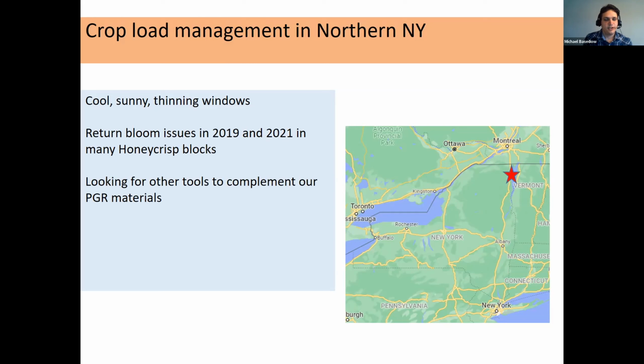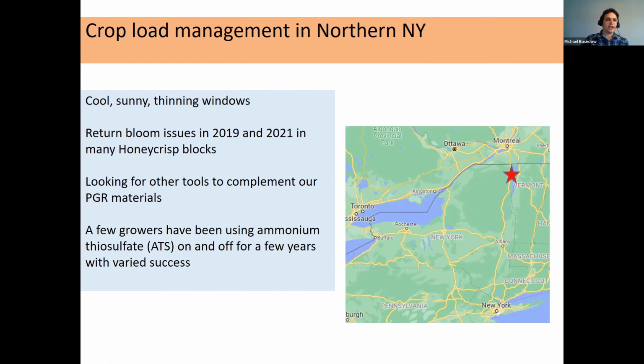And we're also interested in just having more materials available that can complement those PGR materials that we are traditionally using at petal fall and 12 millimeter. So there has been a lot of interest in trying out some of these different materials at bloom. And to that extent, a few growers have been using ammonium thiosulfate, which is one of those caustic materials that Greg was talking about, at bloom time, and have been using it on and off for a couple of years with varied success.